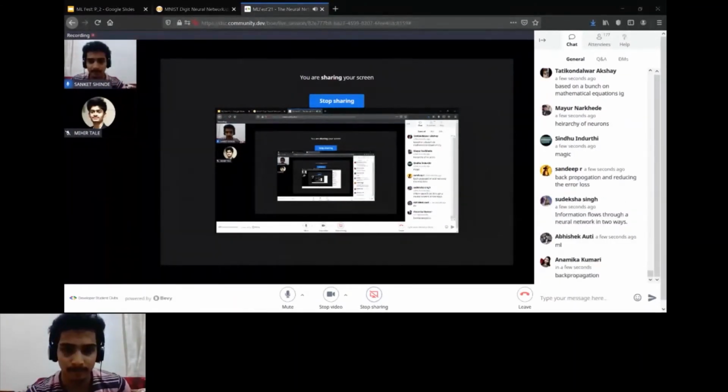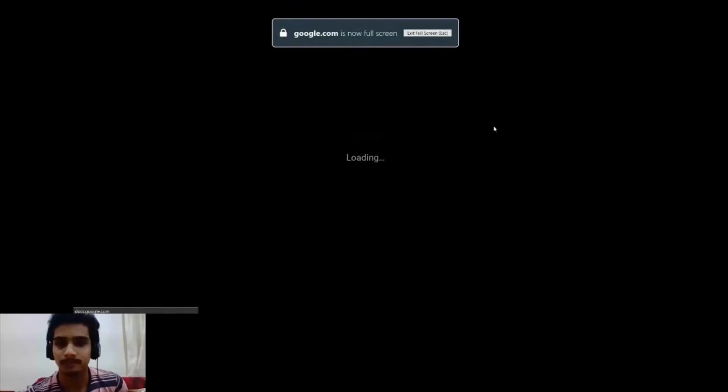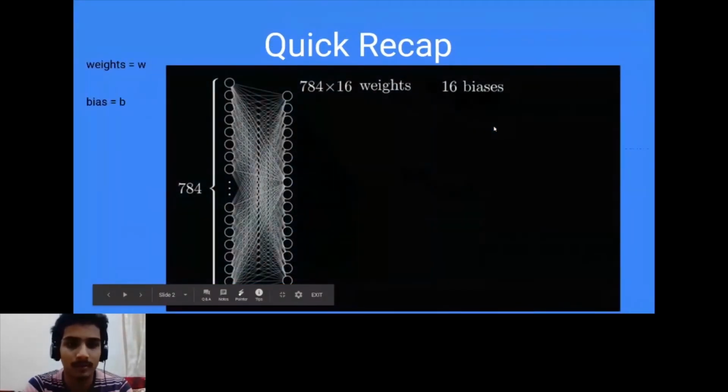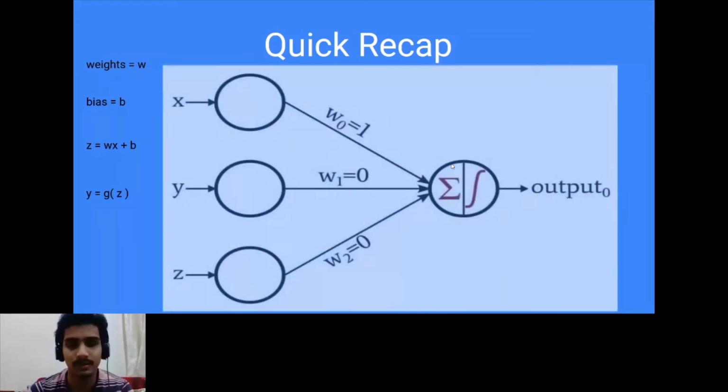Cool. So let's move on. A quick recap: we saw what weights are, what biases are. We then saw what Z is. We also saw what a perceptron is, and how a perceptron performs its work.